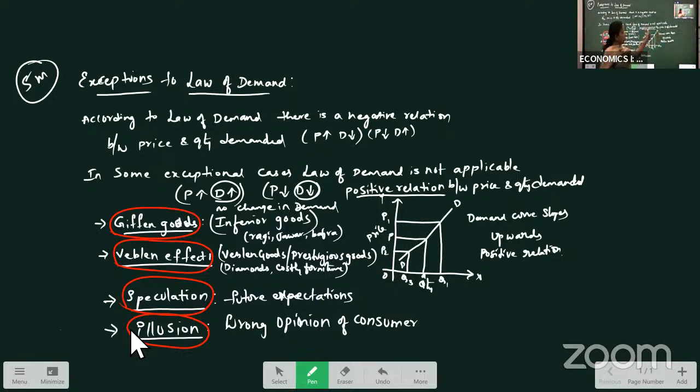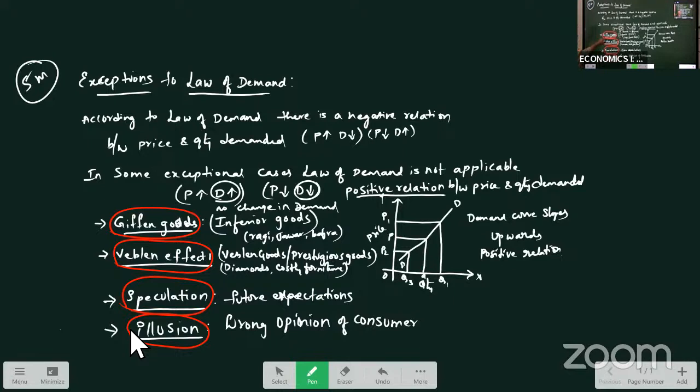When there is a positive relation, our demand curve will slope upwards. You have to draw the demand curve. Then, what are the cases where the demand curve is not applicable? These are: positive, given goods, Veblen effect, speculation, illusion.